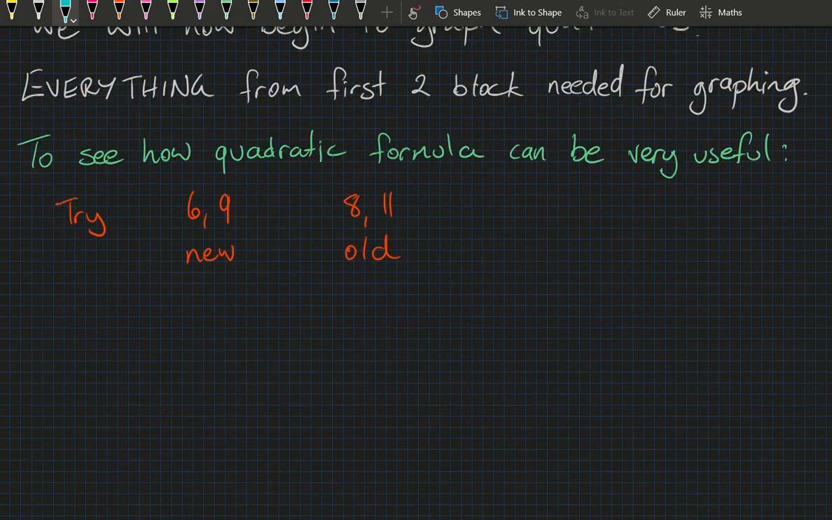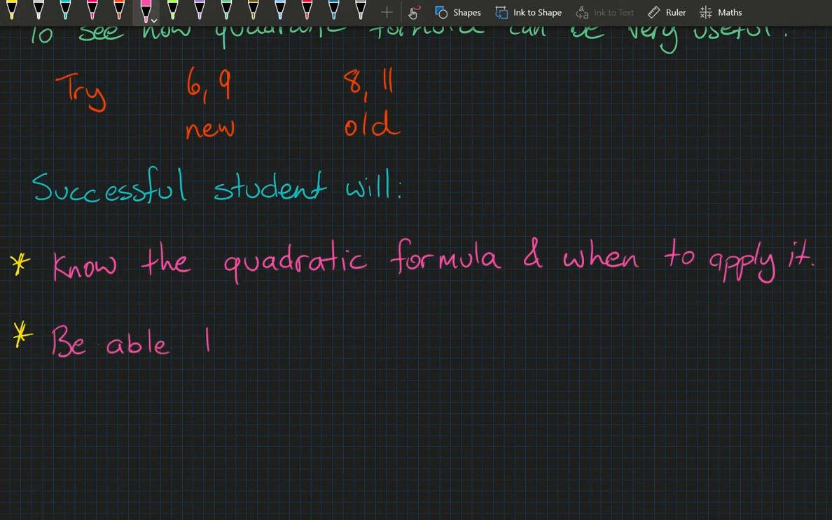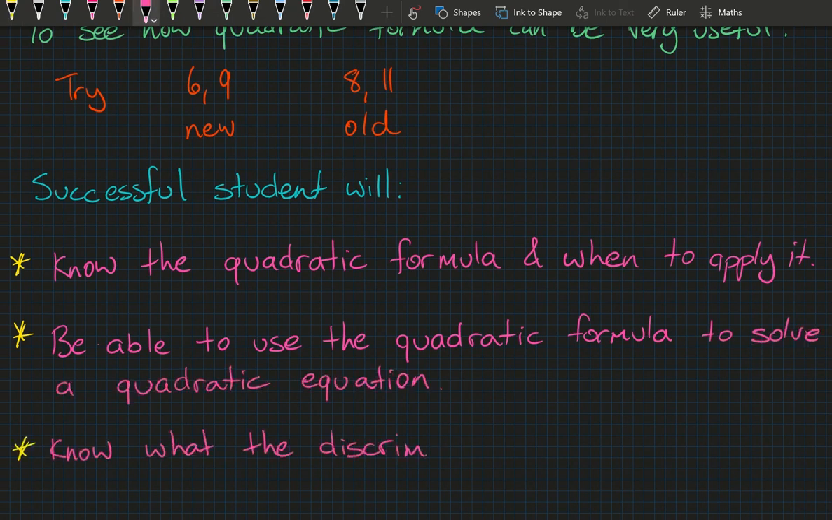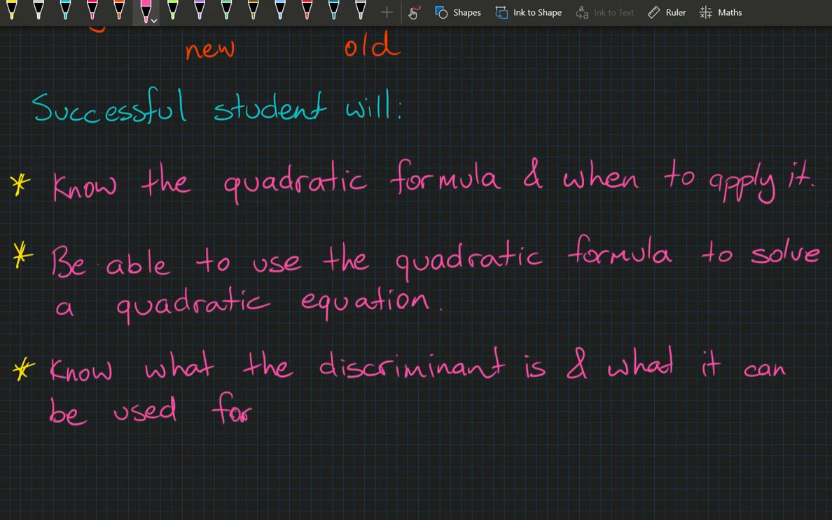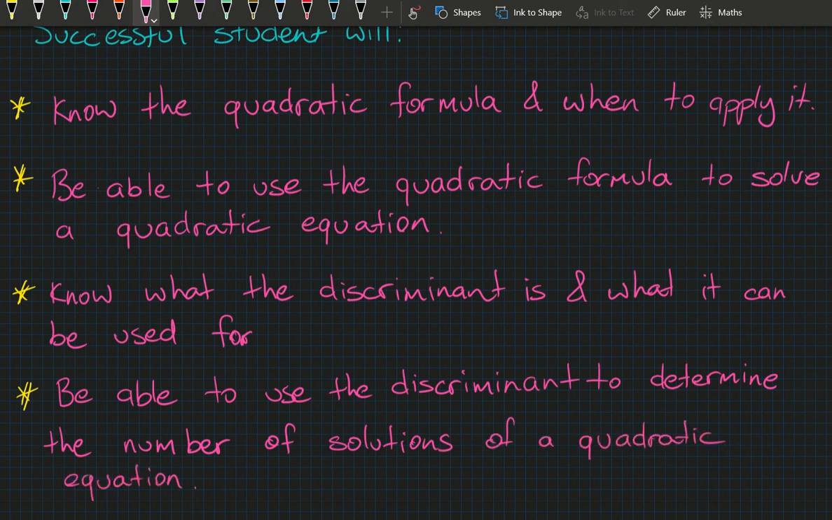Anyhow, for this lesson, a successful student will know the quadratic formula and when to apply it, be able to use the quadratic formula to solve a quadratic equation, know what the discriminant is and what it can be used for, and be able to use the discriminant to determine the number of solutions of a quadratic equation. Okay, so they're all the keys to success.